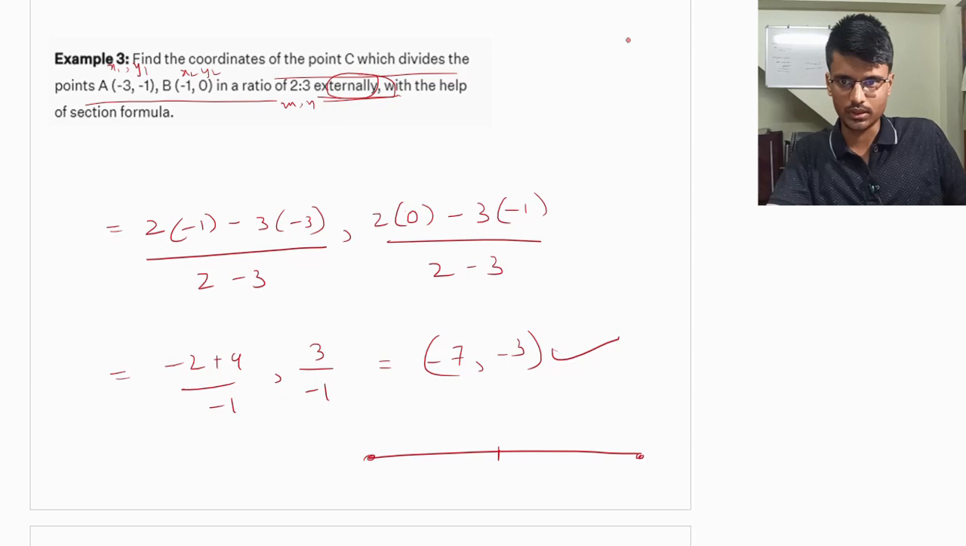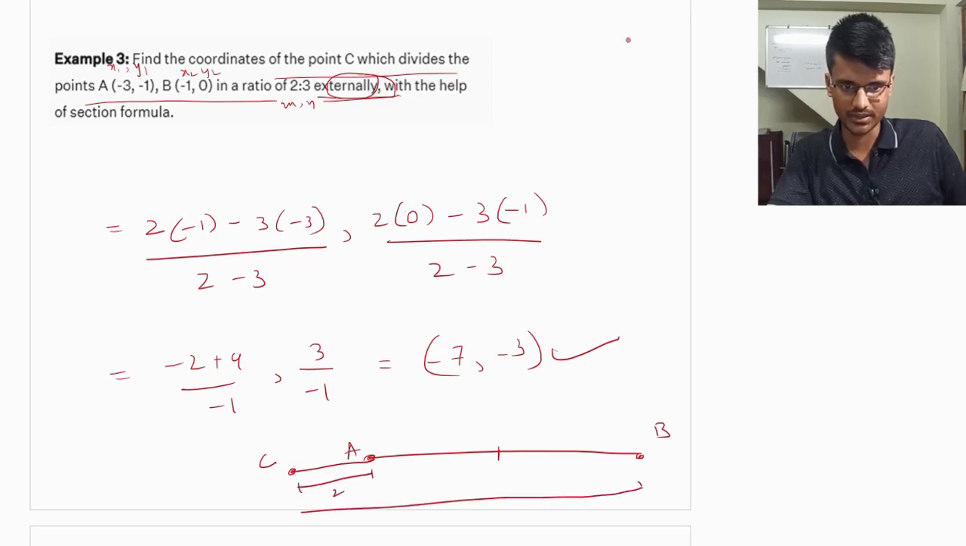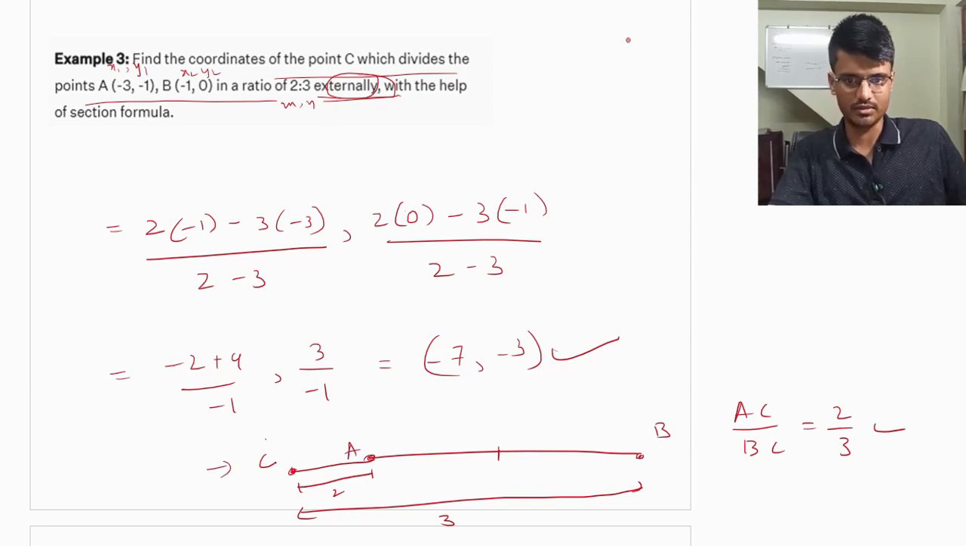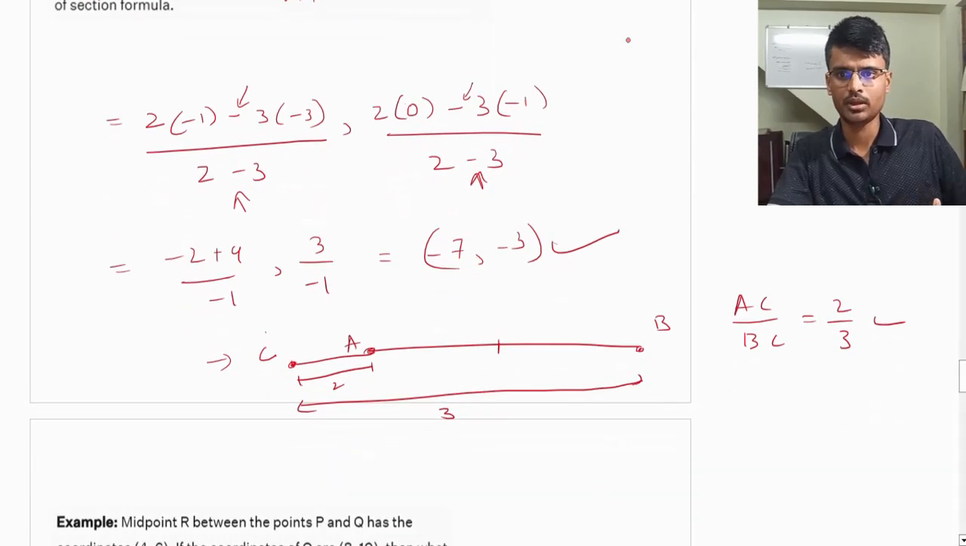So if I take this as my A point, this as my B point, the point that divides will lie here somewhere, because see, 2:3, so this is 2 units and this is 3 units. Because AC by BC is nothing but 2 by 3, as they have given us, our C will lie here, on this side. So this is how point C will be here. Okay, so the only thing you have to take care of is this minus sign. Whenever they say externally, you have to take minus. That's it, simple. Okay, moving on.